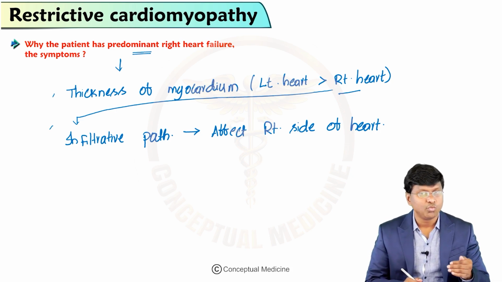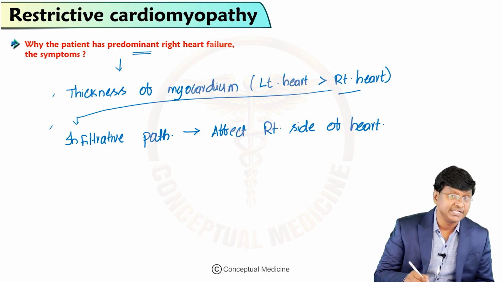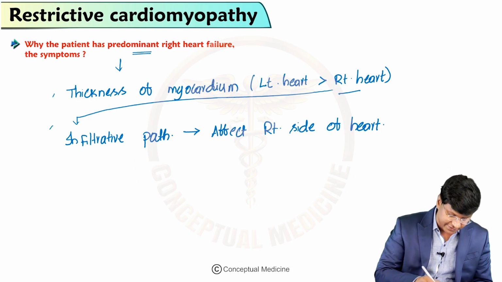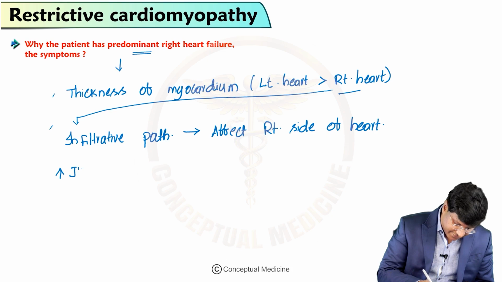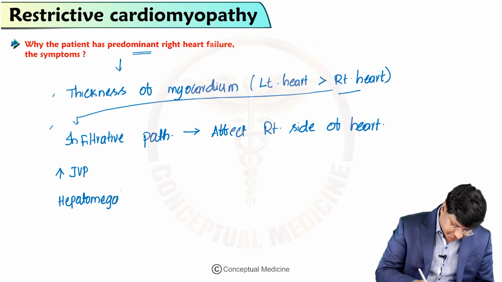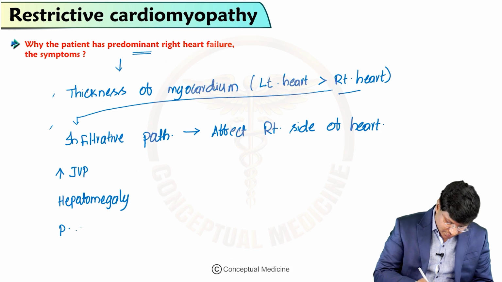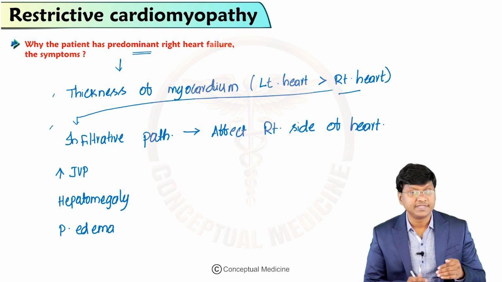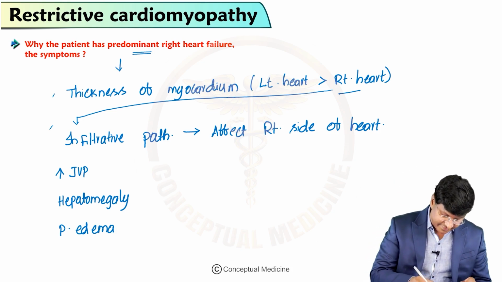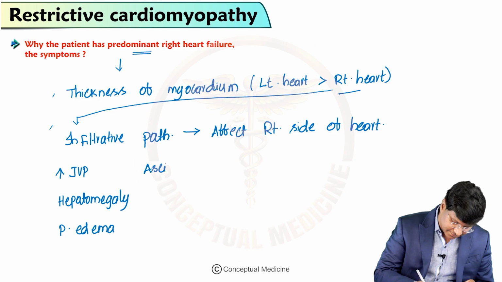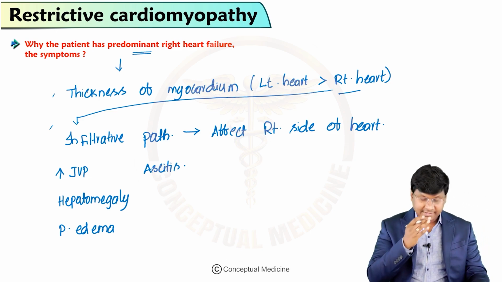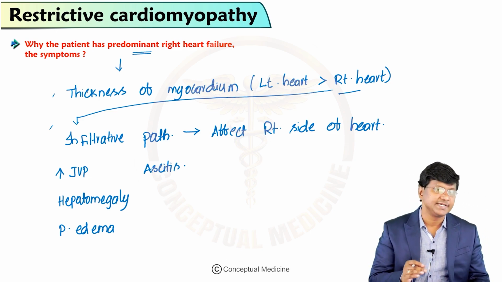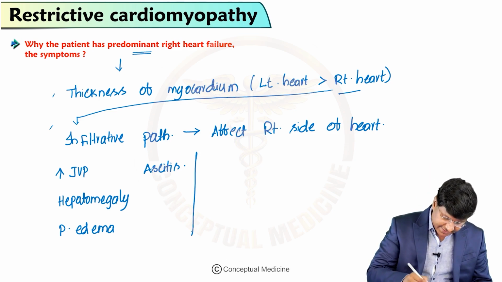So accordingly, what will be the manifestations? They will have features of right-sided heart failure. So there will be raised JVP, tender hepatomegaly, the presence of pedal edema, and development of ascites. So these are the manifestations of right-sided heart failure. Then, followed by that, chest pain.